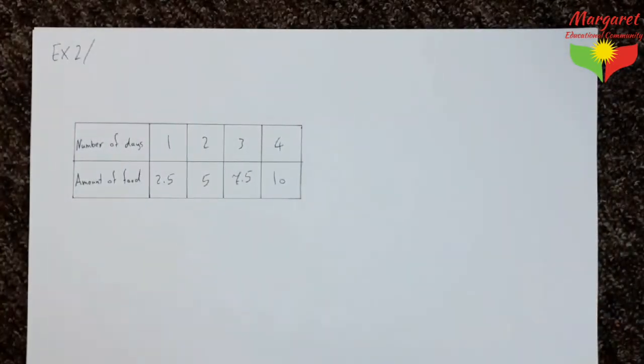After that, we have Example 2. Example 2 says, Dilshad is taking care of a rare kind of lion cubs. The table shows the amount of food needed to feed 1 cub for 4 days.